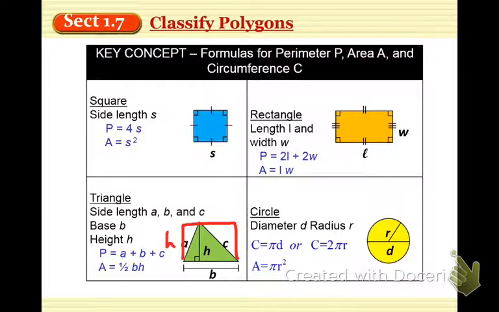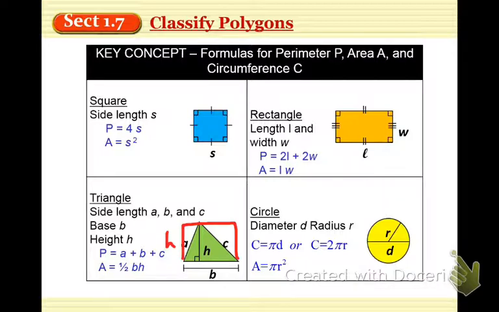Pi r squared. And pi is an approximation. Okay, it's a ratio of circumference to diameter. And pi is 3.1. It's an irrational number, so it never ends. It's a never-ending decimal. But the first few numbers of pi are 3.14. You've probably heard of that. How many people have heard of pi before? Okay, yeah. It's 3.14159, okay?